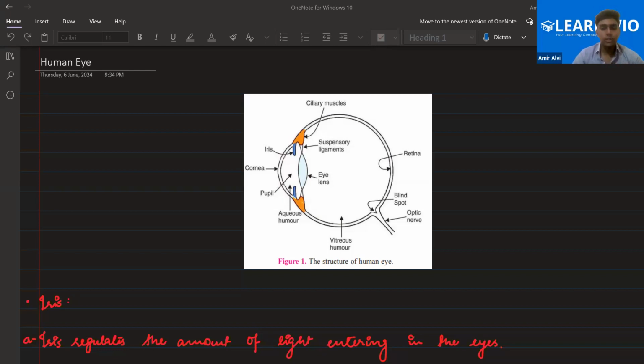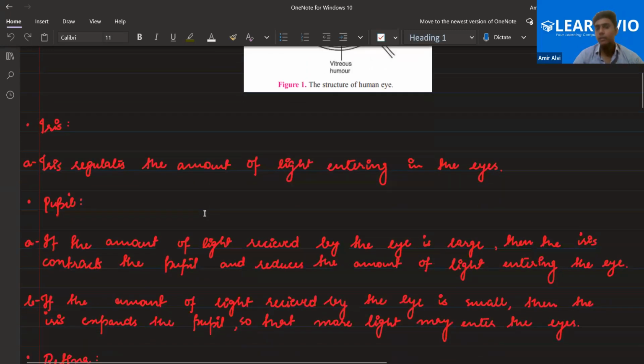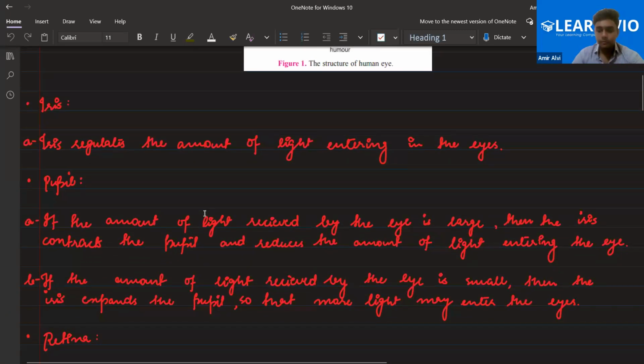Now let's discuss the different parts of the human eye order-wise. The first thing that we are going to discuss is the iris. The iris is the part which is responsible for the regulation of the amount of light. The iris is a pigmented structure in the human eye. You must have seen that there is a color in the eyes. That is basically your iris.